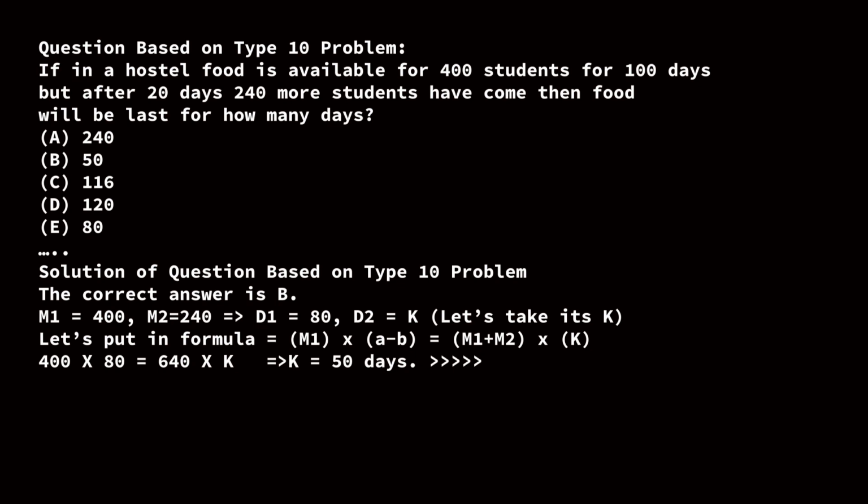So the food, earlier it was sufficient for 80 days, but now the food will be sufficient for only 50 days because 240 more people have joined. So if you use these steps, it will become much easier to solve these kinds of questions.